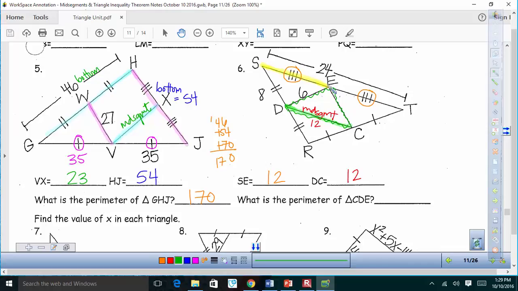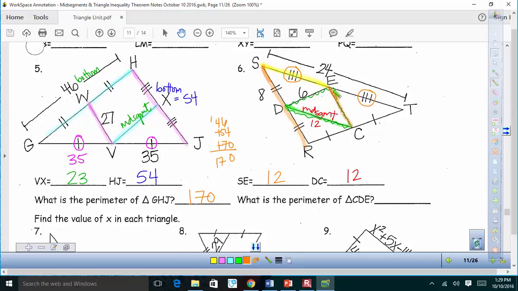So I have that this side is 6, this side is 12. How would I find EC? Because I'm not actually given EC here. What piece of the triangle is EC? Is it a bottom or a mid-segment? It's a mid-segment. What is its bottom? Not DC. SR.